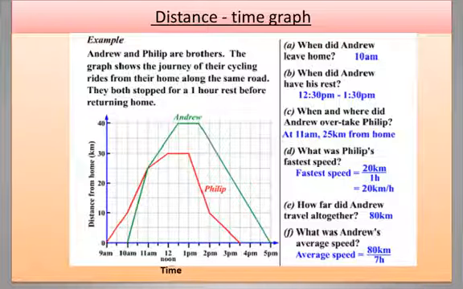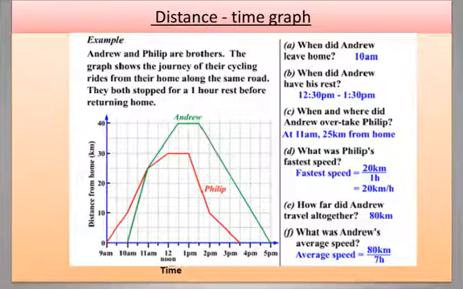So we will discuss the questions. Question A. When did Andrew leave home? Andrew's graph is in green color. So he started from home at 10 a.m. So 10 a.m. is the correct answer. When did Andrew have his rest? Andrew had his rest from 12:30 to 1:30 p.m., 1 hour. 12:30 to 1:30 p.m. is the correct answer.